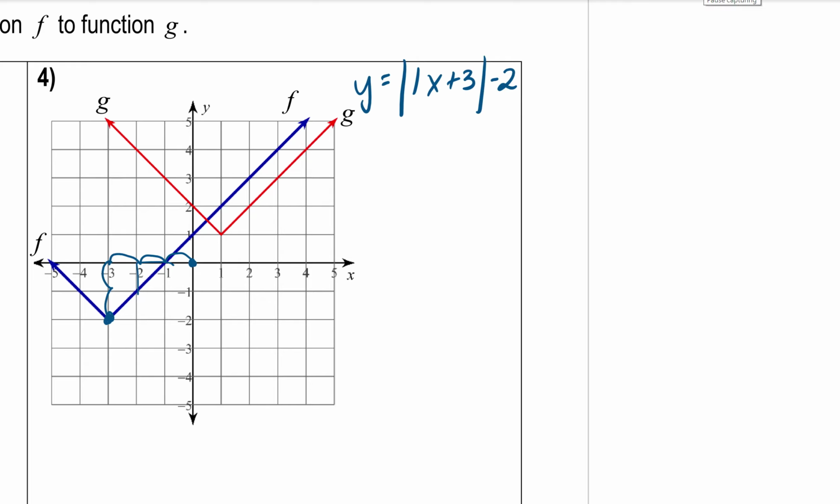So that's my blue equation. Now I can do the same thing with my red one and see how they're different. So my red one is y equals absolute value. My slope is still up 1 over 1, so 1x. Now from the center, I gotta start from the center again. I move 1 to the right, so -1, and then up 1.